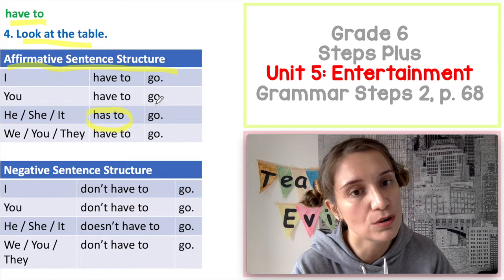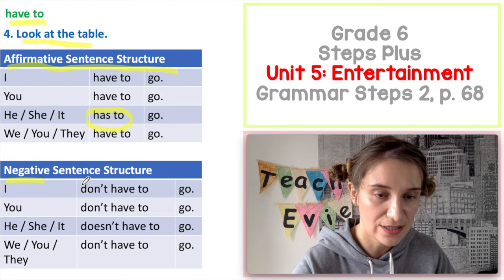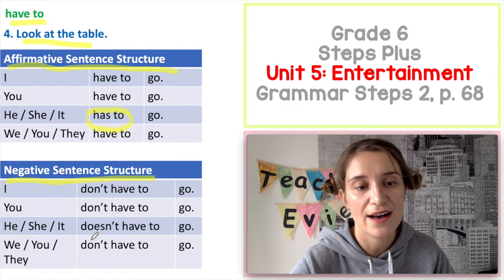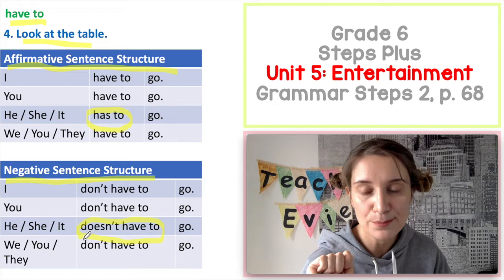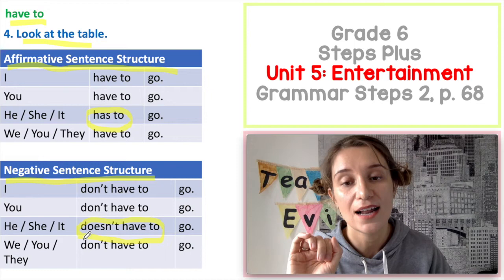Easy. Negative sentence structure, zdanie przeczące. I znowu analogicznie zobaczcie. Don't have to, doesn't have to. Tak jak w present simple. I don't sleep at night. Ja nie śpię w nocy. He doesn't sleep at night. On nie śpi w nocy. Czyli mamy don't dla wszystkich osób i doesn't dla trzeciej osoby liczby pojedynczej. On, ona, ono. Easy stuff.